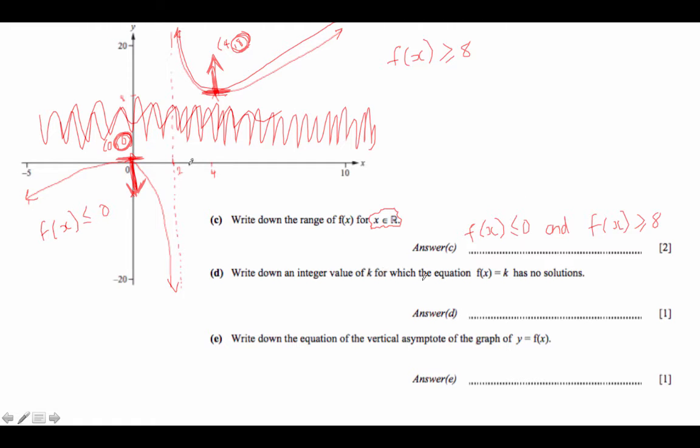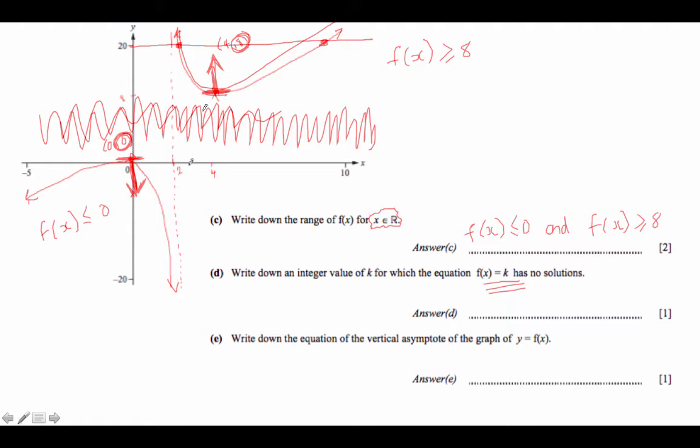Write down an integer value for k for which f of x equals k has no solutions. Well, if f of x equals k, that just means it's going to be a straight horizontal line. So for example, f of x equals 20 would be a straight line across here, y equals 20. But I can see that that's going to have two solutions. Well, depending on if you look at my dodgy sketch, it should have two solutions.